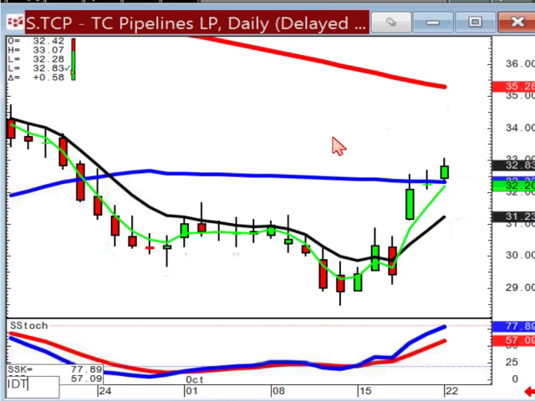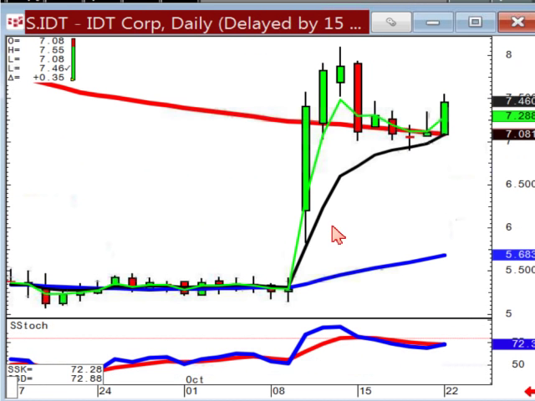Anytime we can identify a pattern, such as our IDT, not a big volume stock, even though they did trade almost 200,000 shares today.